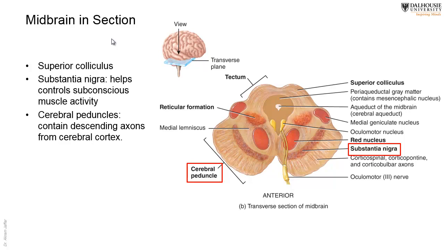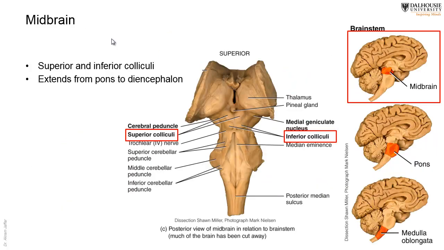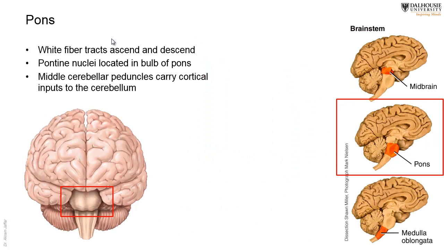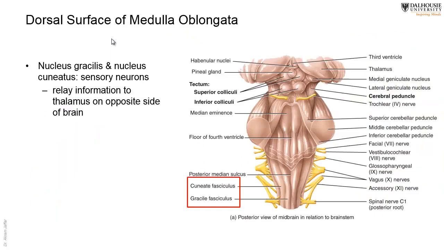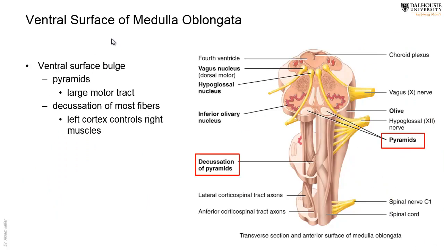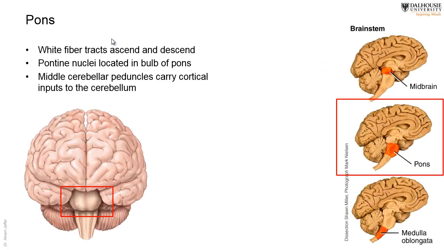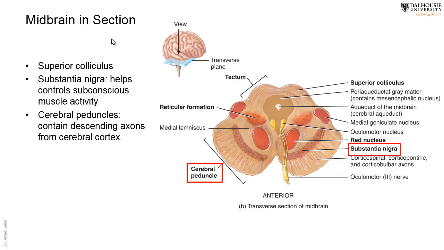The fibers that descend, they go into the pons, and then they go into the medulla. Just to remind you, these fibers descend through the midbrain, then into the pons, and then into the medulla. In the medulla, we have seen these fibers in the pyramids, and then they will decussate and go down into the spinal cord. These are the same fibers that are present here in the cerebral peduncles of the midbrain.